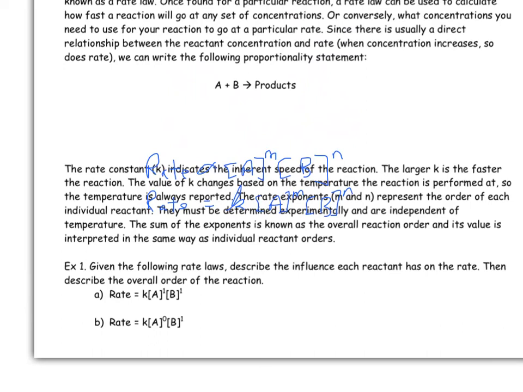Here's the answer for example B. Because for reactant A, I have a rate exponent of 0, then it's a 0-order reactant. That means no matter how I change the concentration of reactant A, the rate will stay exactly the same. For B, it's a first order. That means I'll have a proportional increase. Overall, my reaction order is first order. That means if I double the concentrations of the reactants, then my rate will double.